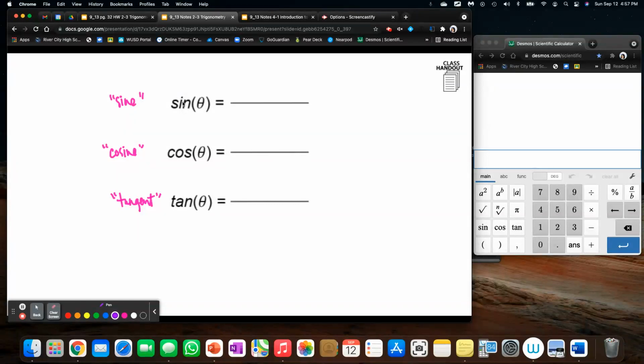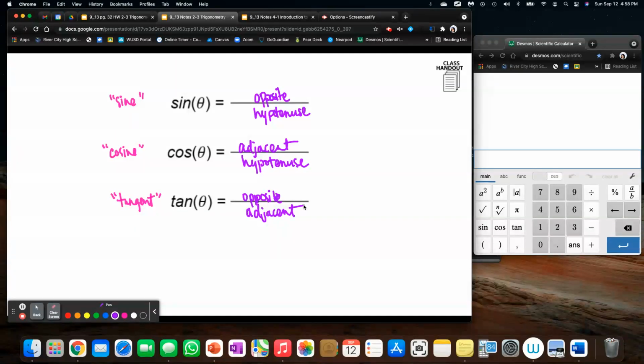Sine is just a function, so when we take the sine of our reference angle, it's going to be equal to the ratio of our opposite over our hypotenuse. If we take sine of whatever the reference angle is, that's equal to the opposite side over the hypotenuse. The cosine ratio is the adjacent over the hypotenuse. And our tangent ratio is the opposite over the adjacent side.